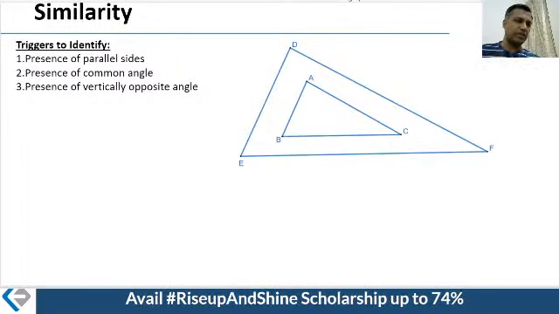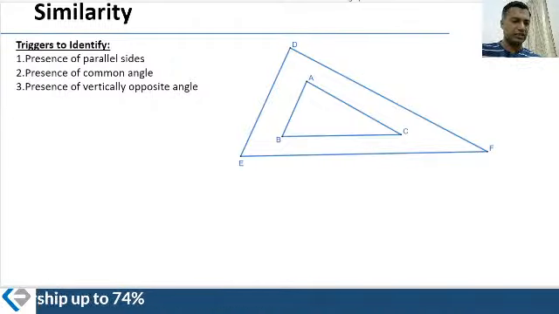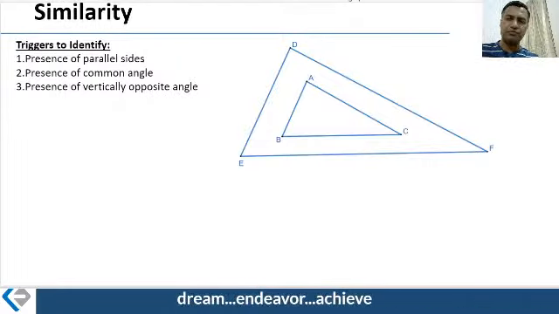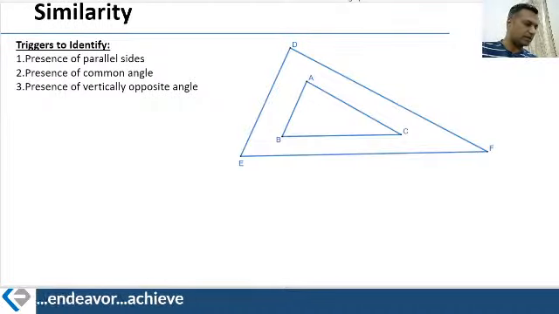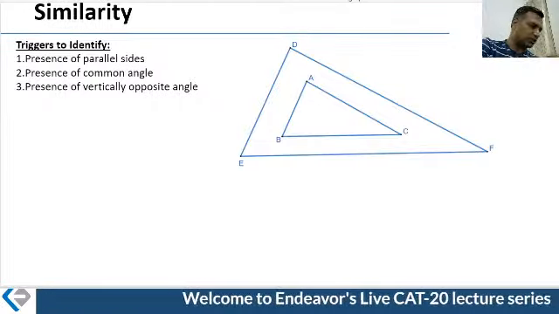Technically, in my experience, more often than not, when we talk about similarity, one of these triggers applies. I'm not saying that these are the only three triggers. There are very complex diagrams with similarity, but that complexity is very rare, and I don't have to bother too much about it. But in 9 out of 10 questions, some of these three parameters can be observed. First, let's pay attention to that.